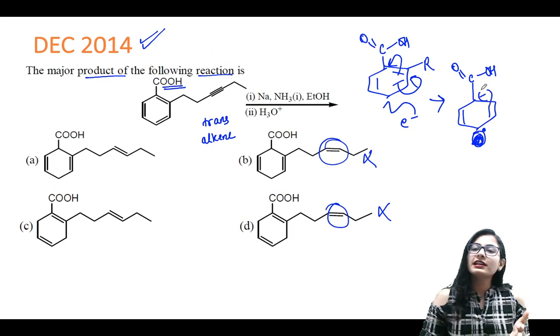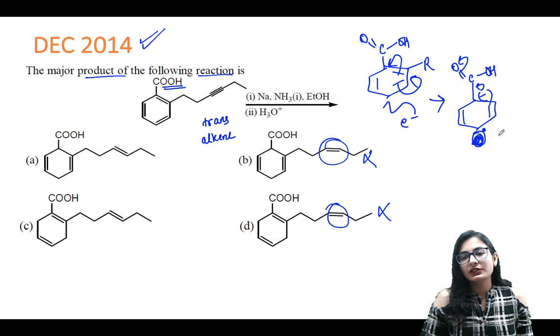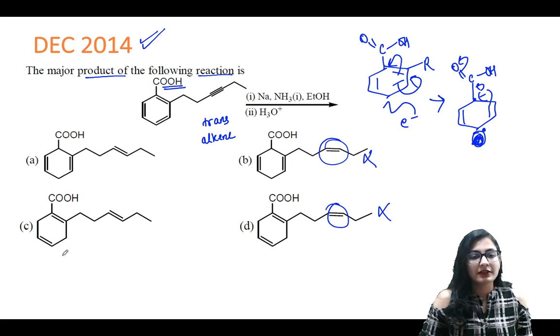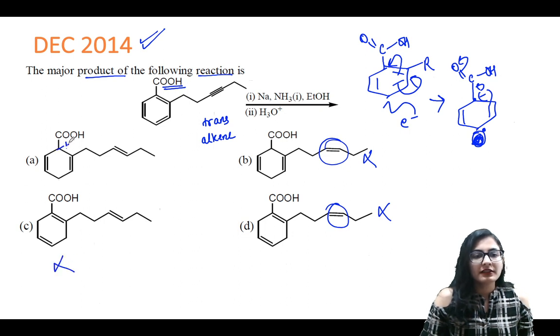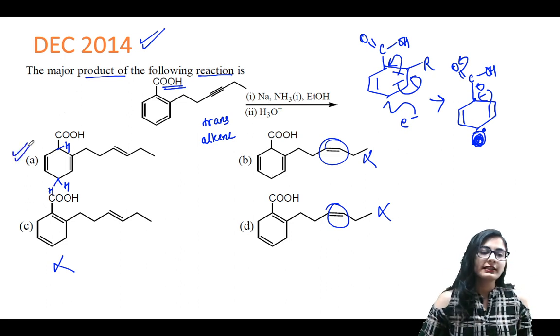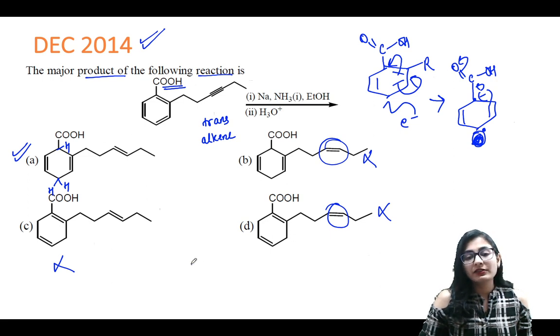Why? Because definitely it can take part in resonance and it can form the anion over here, right? So that is why the Birch reduction, having an electron withdrawing group in benzene, is going to be in this manner and not in this manner. Okay, this is wrong. Definitely the reduction takes place over here. I hope that after all of this discussion you will be able to write the mechanism by yourself. And here we are getting the trans alkene. Why the trans alkene? Because we have already discussed this.